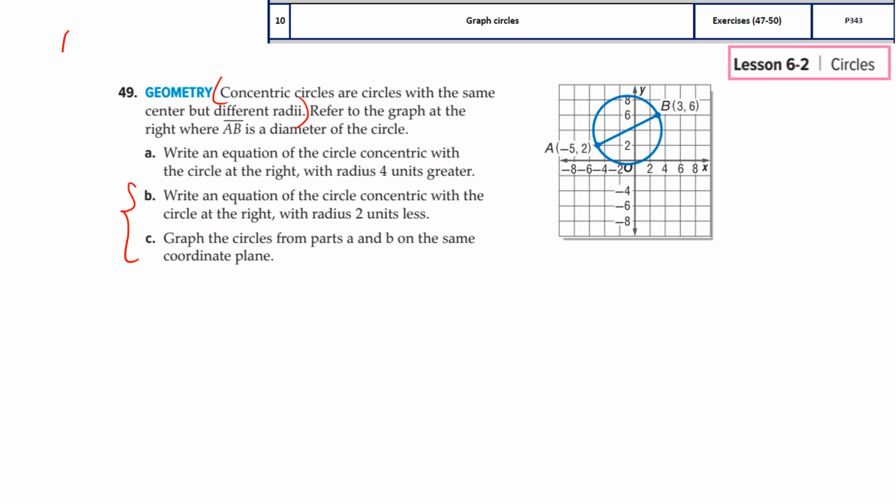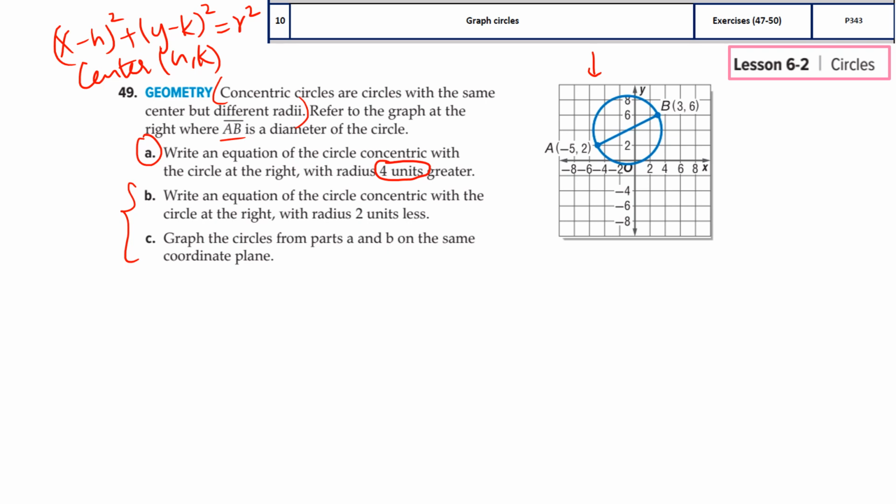So for this question, x minus h whole square plus y minus k whole square equal to r square will be giving you your answer. Reason being that nowhere it is mentioned that the center is 0, 0. So we are going to assume the center to be h comma k and the radius to be r, obviously. So refer to this graph. The good thing is graph is already given. AB is the diameter, as you can see. For A part, you need to write the equation of the circle concentric with the circle at the right with radius 4 units greater. So if we are able to find the radius of this blue circle, can I say we will just add 4 for this?